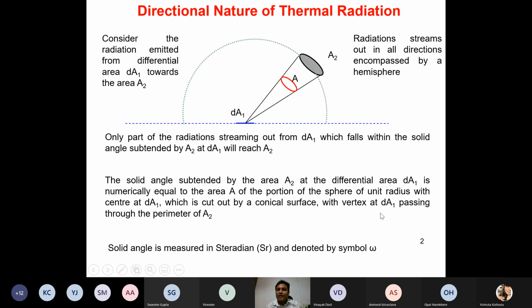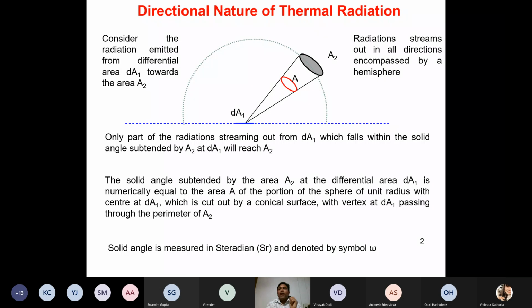So let us take an example here. There are two surfaces. One is the differential surface dA1, and then there is another surface A2. Now, clearly, if you wanted to find out how much radiation emitted by dA1 is intercepted by A2, it's not that all the radiation emitted by dA1 will be intercepted by A2, isn't it? So dA1 is going to radiate in all directions, but only part of that will be intercepted by A2.